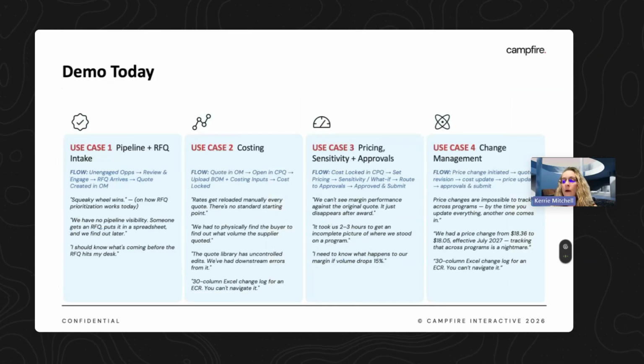Okay. Now, the demo today is going to focus on four main use cases and one story. In managing the pipeline, the RFQ arrives, it gets costed, it gets priced, it gets approved, and then a change comes in. So we're going to kind of circle through these. We're going to spend more time, obviously, in use cases 1, 2, and 3, and then just a short brief thing at use case 4.